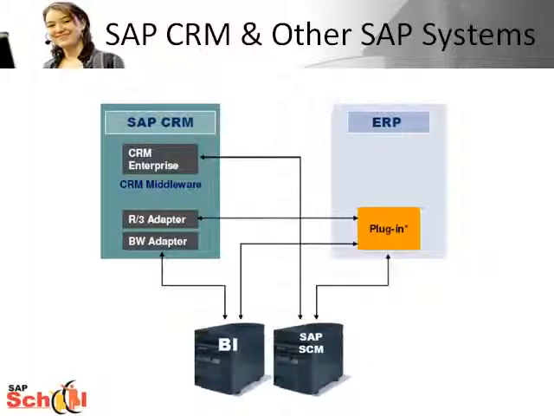In a project, you will usually find the CRM system working alongside the BI and the SCM system. So let us take a closer look at these two systems. CRM middleware is the primary device for the data exchange between the CRM system and the connected ERP system. On the ERP side, there is a plugin installed that takes the data from the CRM middleware and transforms that into data that ERP can understand.